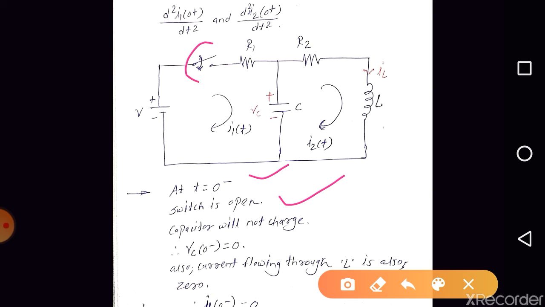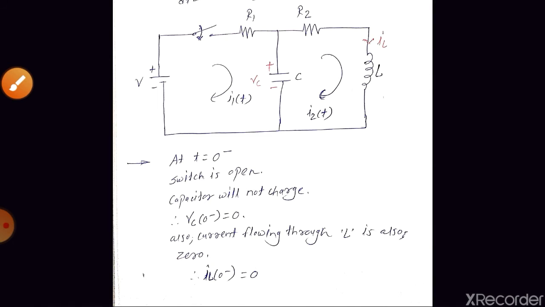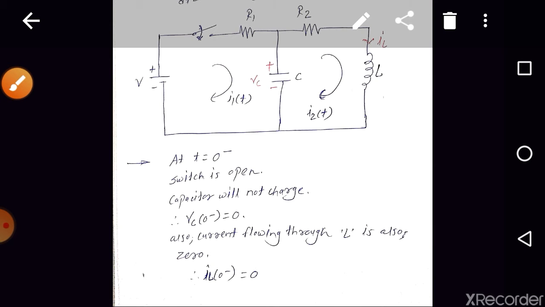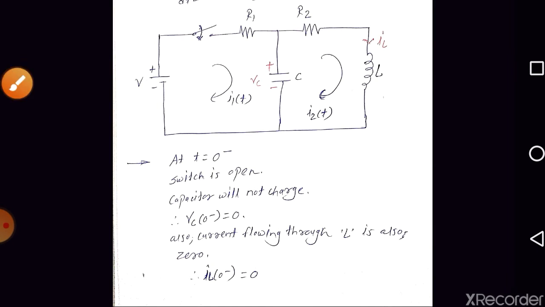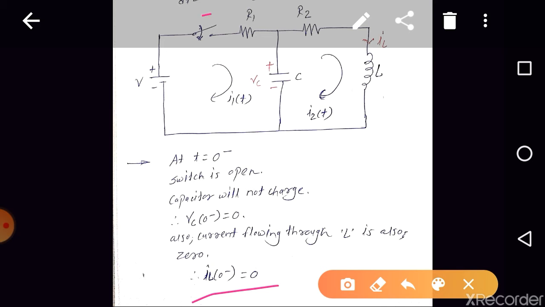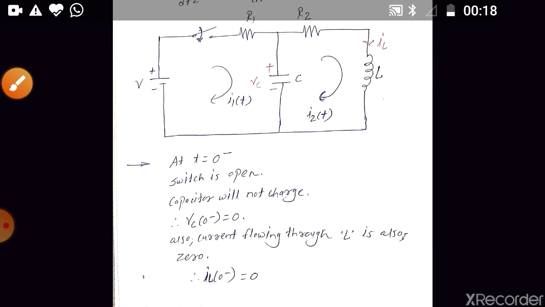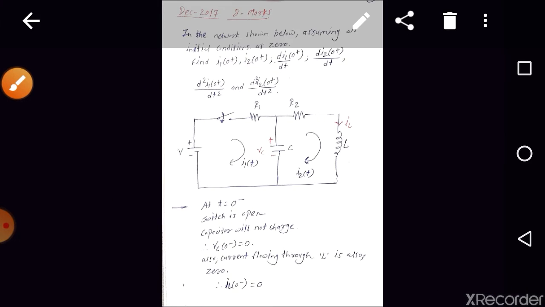So when the switch is open, will the capacitor be able to charge? Not possible, current will not flow from the source towards the remaining branches of the circuit. So that's why the capacitor will not charge, which means Vc of 0 minus will be 0, right? Next, what is the current flowing through the inductor? IL of 0 minus is equal to 0. Current will not flow because this switch is open at 0 minus, right? So that's why the current flowing through the inductor is also 0.